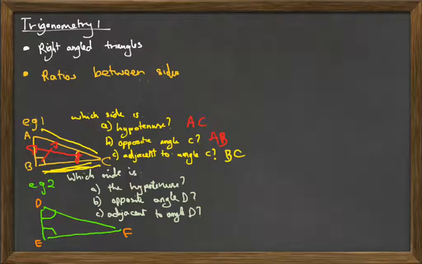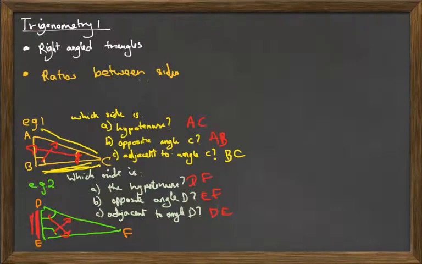Continuing then, if we look at example 2, which side is the hypotenuse? So what you should really do is pause the video now and see if you can answer those 3 questions. So the hypotenuse then is opposite the right angle, it's the longest side, and that side is DF, D to F. Which side is opposite angle D? Well, the side that's opposite, if we draw an arrow, is that side there. So that's side EF. And finally, the side that's adjacent is this side just here, and that side is DE.